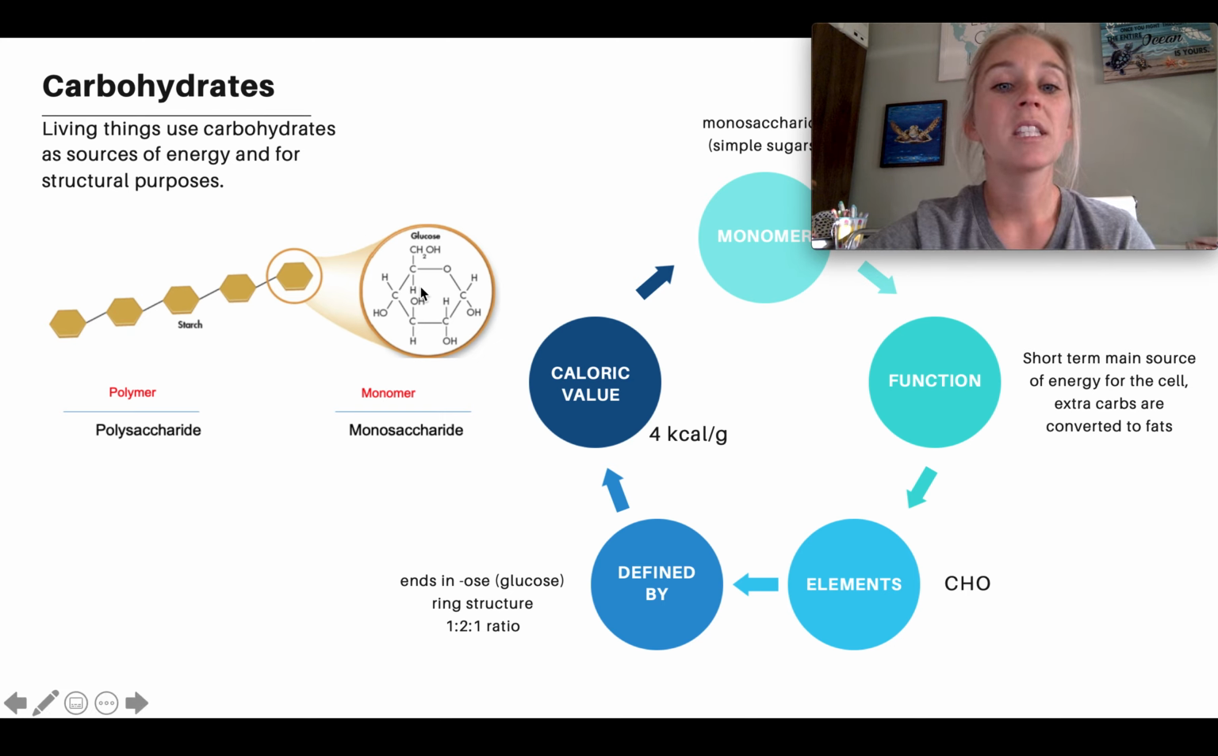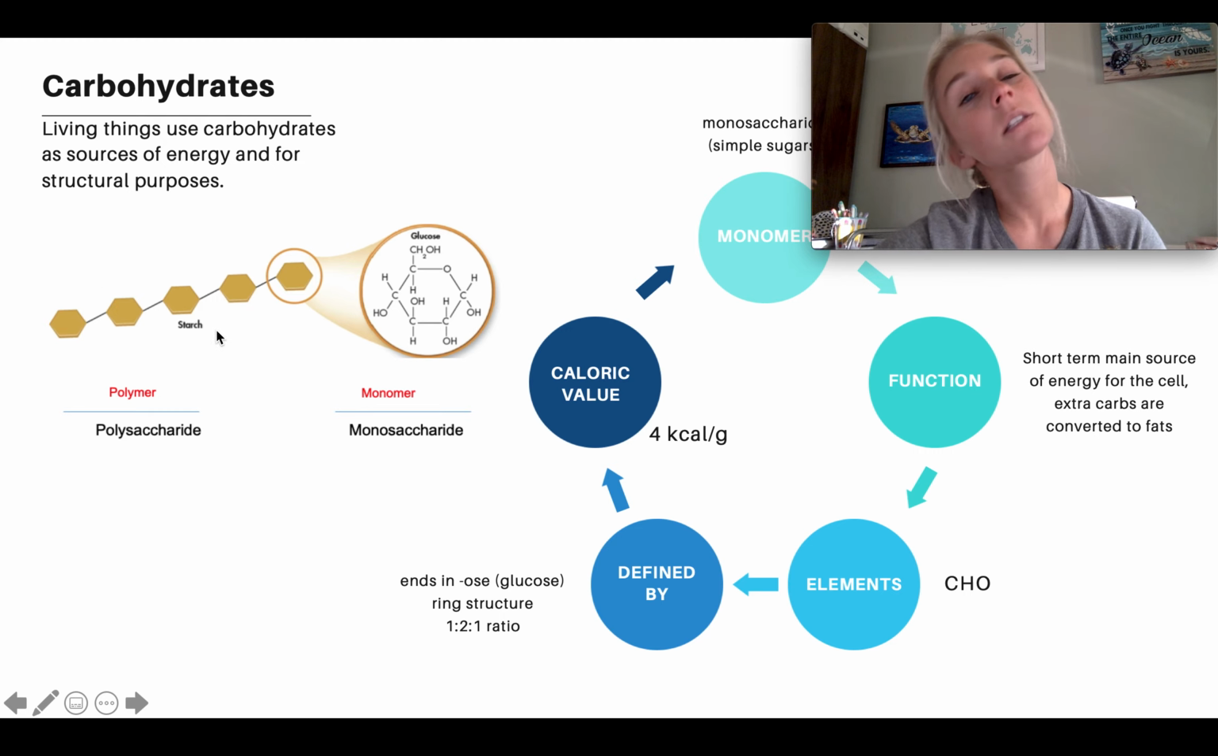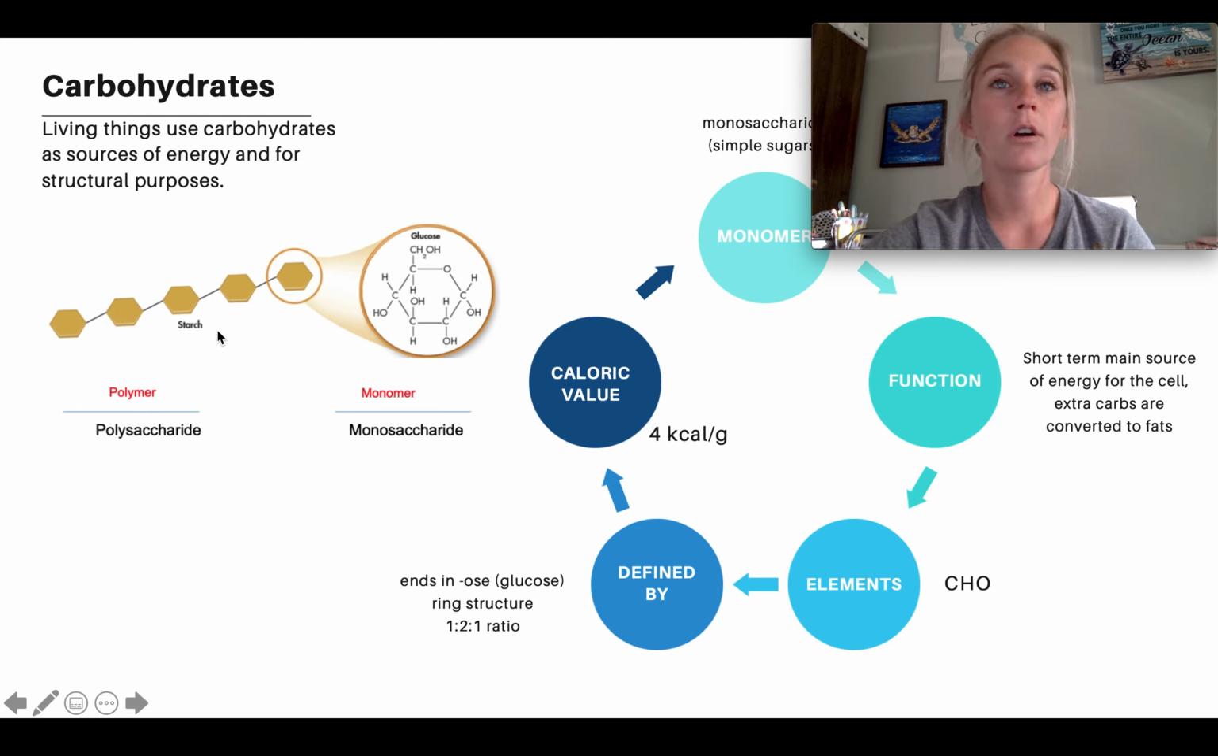Now, this is the monomer picture. This is the simple ring structure. When they're all linked together, it makes a polysaccharide, or a complex carb. This is like starch or cellulose. Cellulose is what builds plant cell walls.